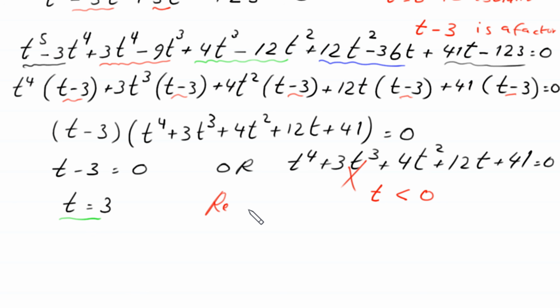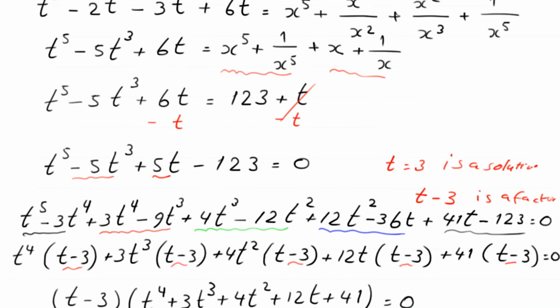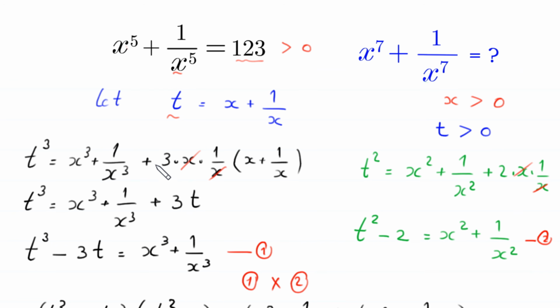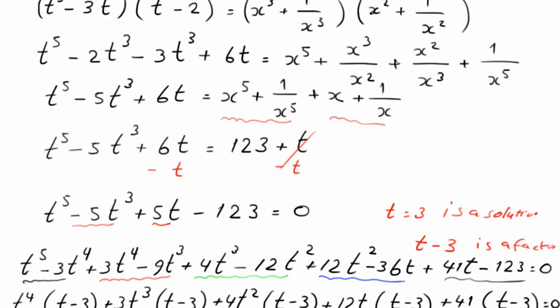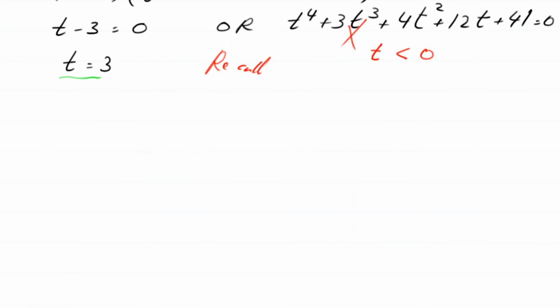Now recall that we have supposed that x plus 1 over x is equal to t. So this will become x plus 1 over x is equal to 3. Now we recall equation 1 and 2.